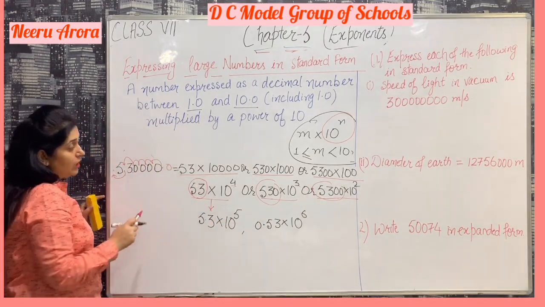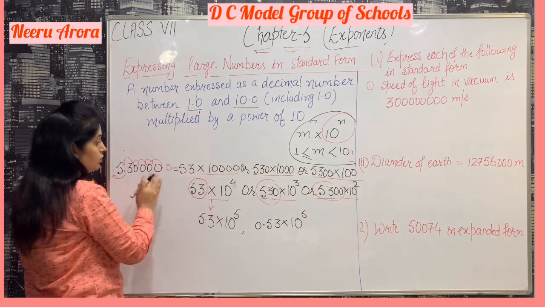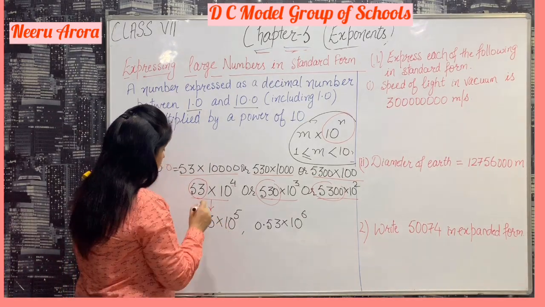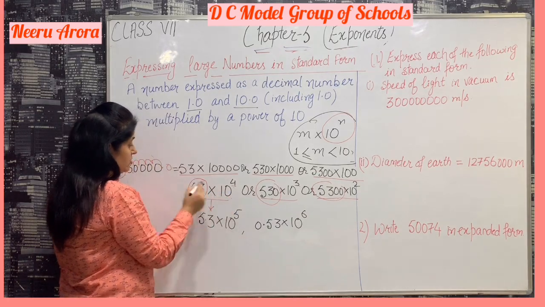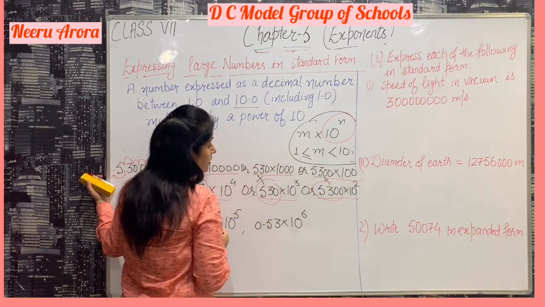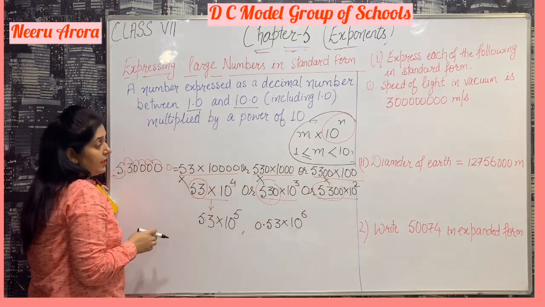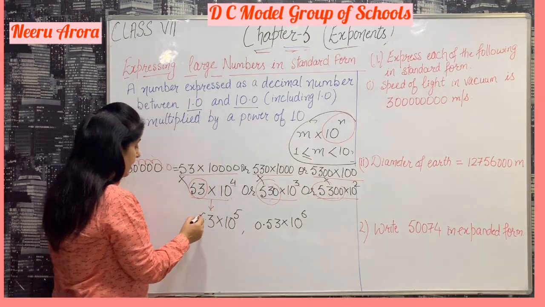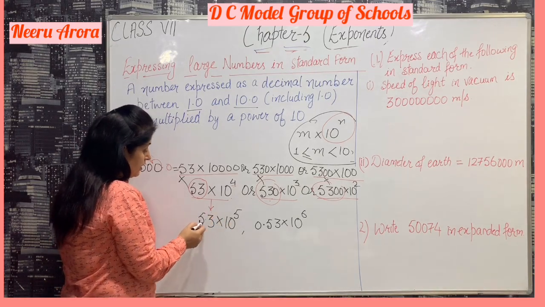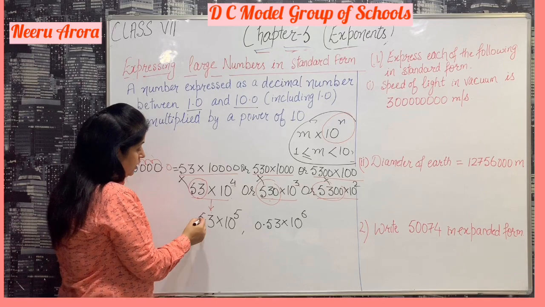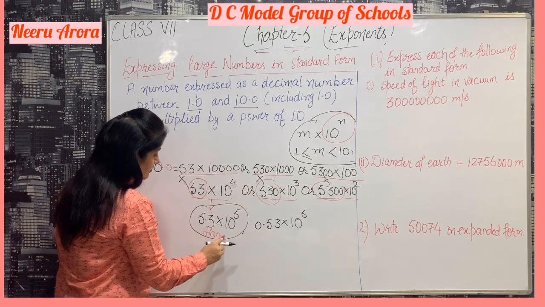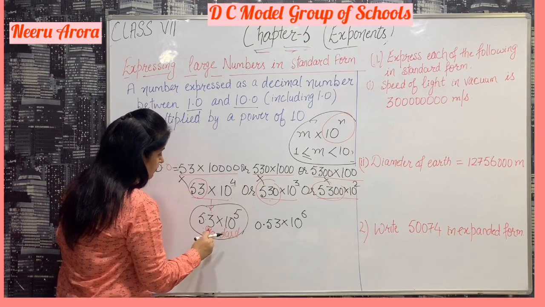But all these numbers are equal to 5,30,000. But we want standard form. So see, is 53 into 10 raised to power 4 standard form? No. 530? No. 5300? No, because these numbers are not lying between 1 and 10. So look at this, 5.3 into 10 raised to power 5. Yes, this number lies between 1 and 10. So this is our standard form.